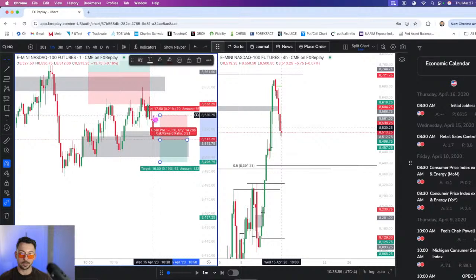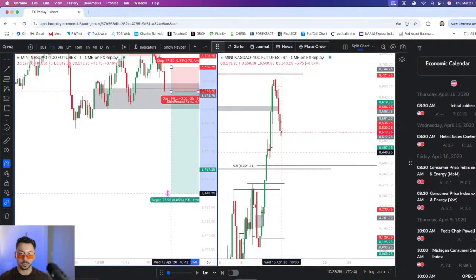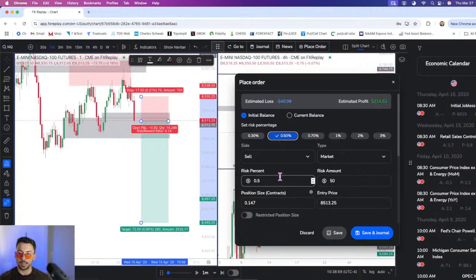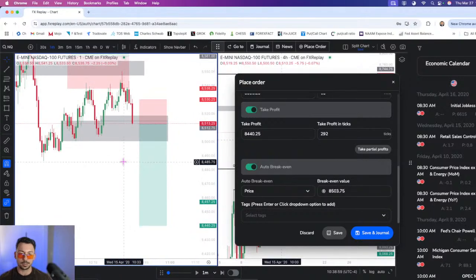Stop loss will be a close back above this 1 minute candle. I'm going to take a partial at low of day, and I'm going to hold this quite a bit lower. Let's see what happens here. I'm going to take it 50%. Auto break even at, let's do 8503.75. Wow. Okay, guys, I think we're going to take 1 or 2 more trades.